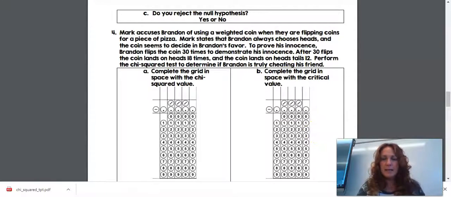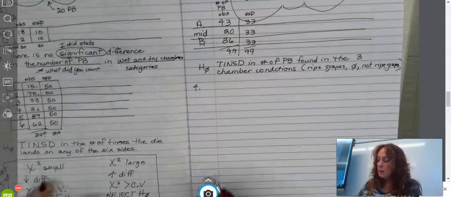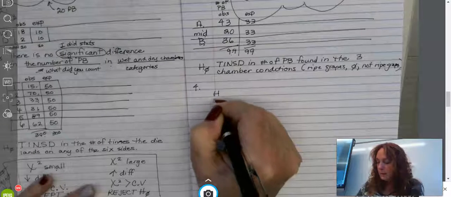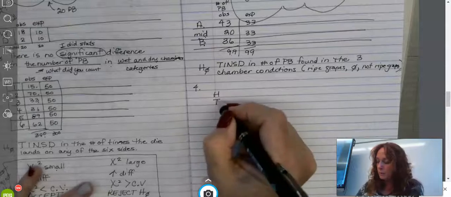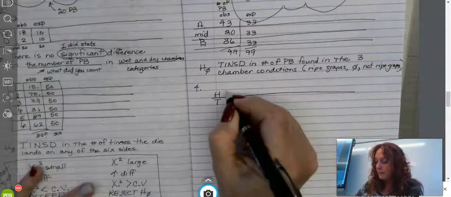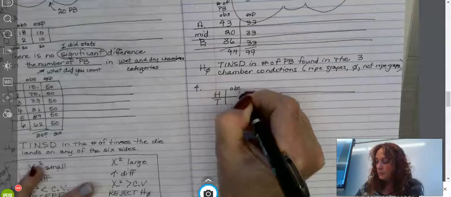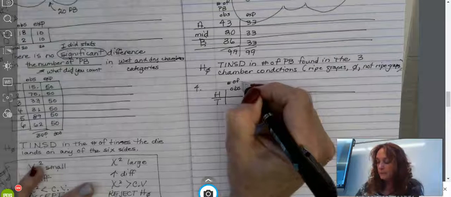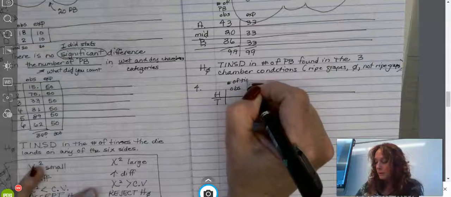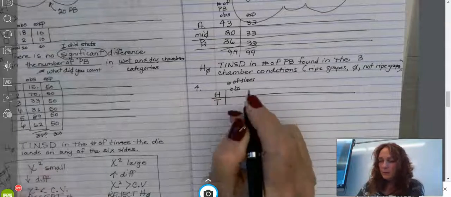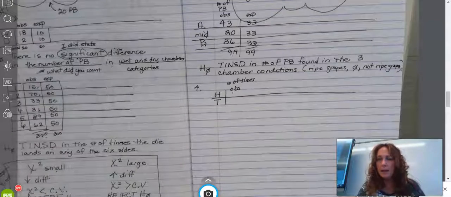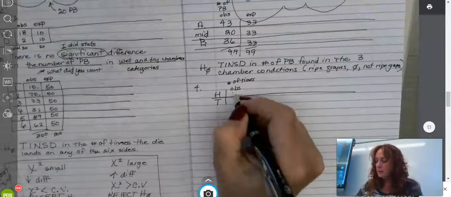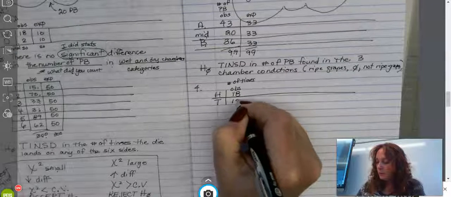So he flips heads 18 times. The observable conditions would be heads and tails, as far as what you could see. The observed would be the number of times that the coin turns this way, the number of times. So heads, I already forgot, was it 18? Yes. Okay, so 18 for heads and 12 for tails.